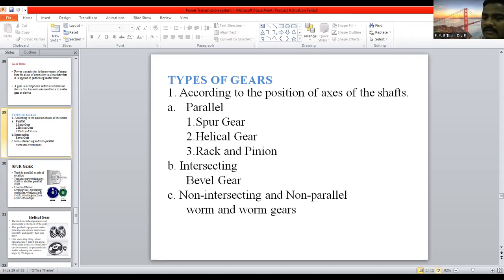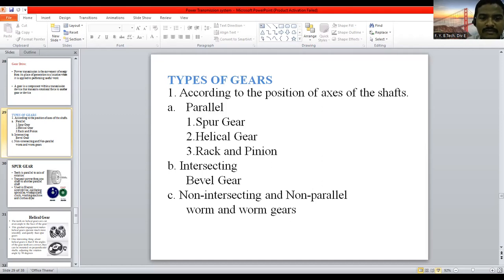Next line. Next heading will be Types of gears. These types of gears are based on the position of axis of the shaft. Write down: according to the position of axis of the shaft.